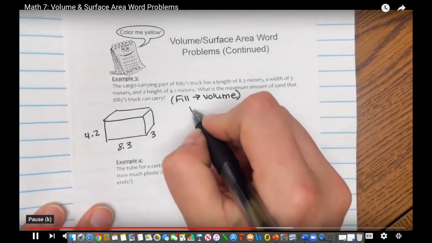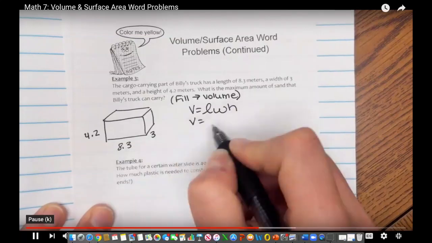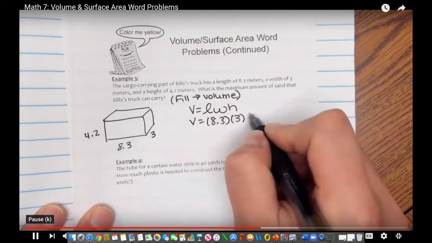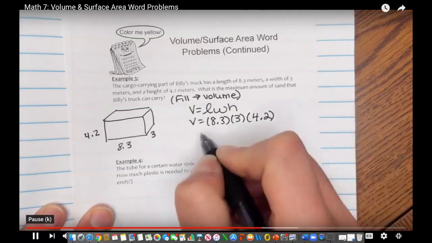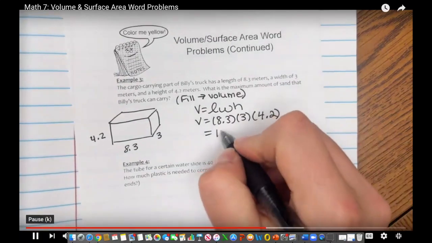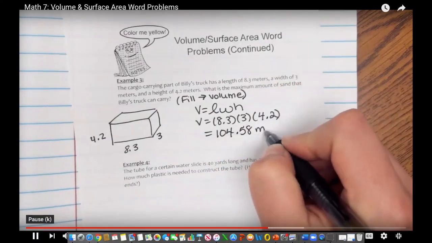So I'm going to use volume equals length times width times height. So my length is 8.3, my width is 3, and my height is 4.2. I'm going to multiply all of those numbers together, 8.3 times 3 times 4.2, and I get 104.58 meters cubed.